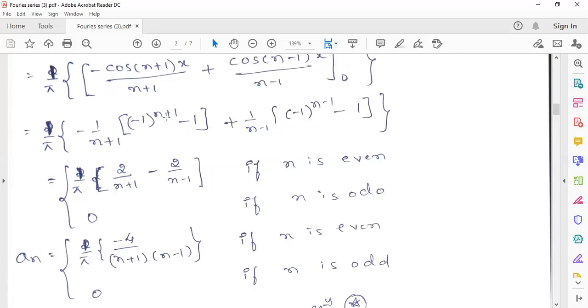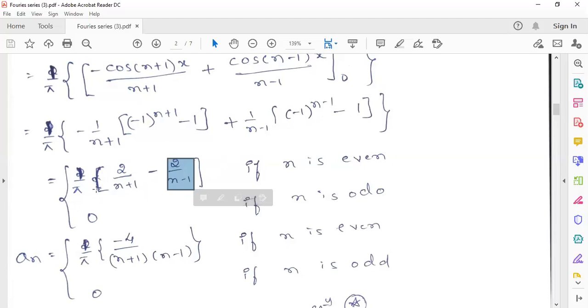Minus 1 raised to n plus 1. If you put n equals 2, 2 plus 1 is 3, and minus 1 raised to 3 will become minus 1. Minus 1 minus 1 is minus 2. Minus 2 into minus 1, that is 2 by n plus 1. Minus, so here if you put n equals an even number, 2 minus 1 is 1, and minus 1 raised to 1 means minus 1. Minus 1 minus 1 is minus 2, that is minus 2 by n minus 1. Whenever n is an even integer, you will get 2 by n plus 1 minus 2 by n minus 1.